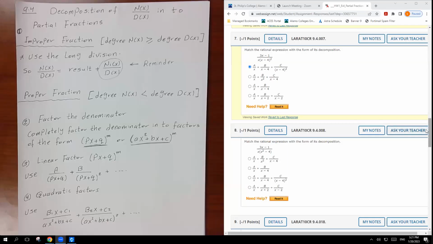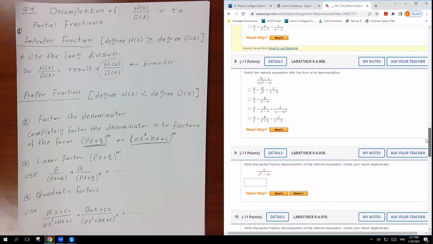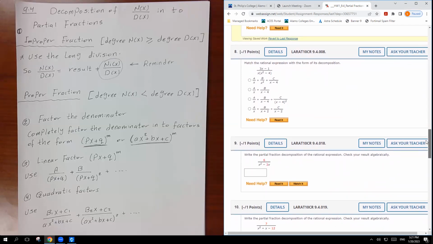For number 8, match the rational expression with the form of its decomposition. So be careful here. We have 3x minus 1. Now we have linear factors here, but we have x squared minus 4. X squared minus 4, it's a quadratic. You have to check, can you factor this one? That means this one is going to be 3x minus 1 over x. Yes, I can factor this one by using the difference of two squares.